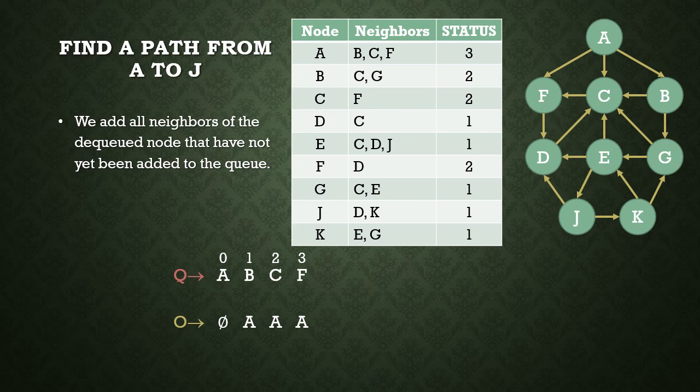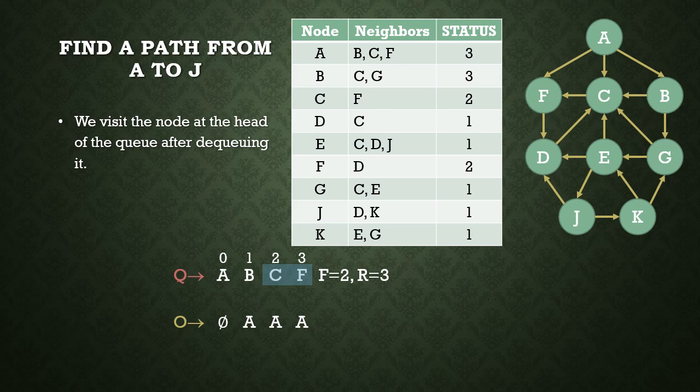One thing to note here is that in the origin list, or the O list, we are inserting A for all of these nodes B, C and F. This is noting that these nodes were pushed into the queue after the dequeuing of A. The queue extends from B to F, front is 1 and rear is 3.